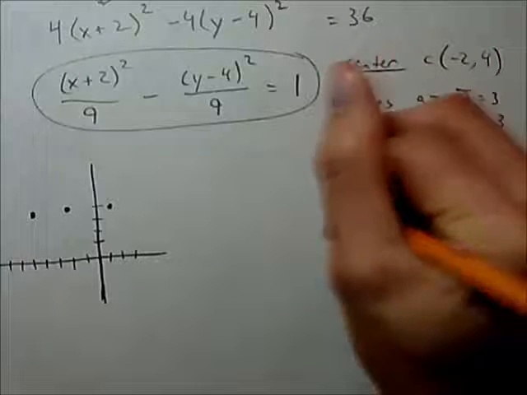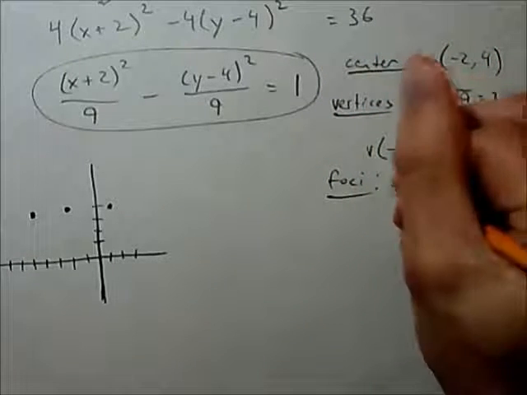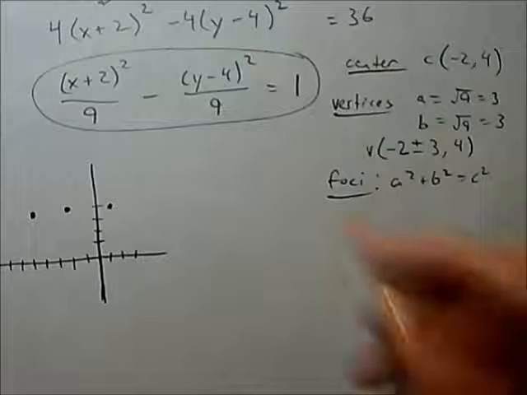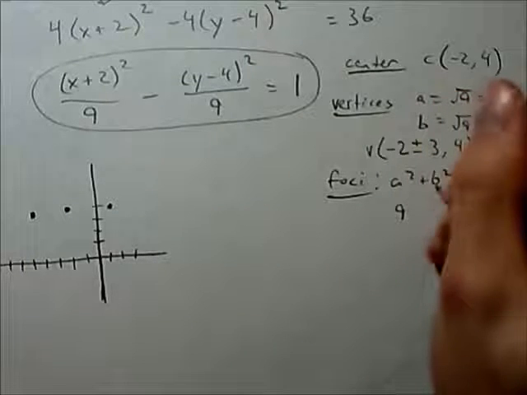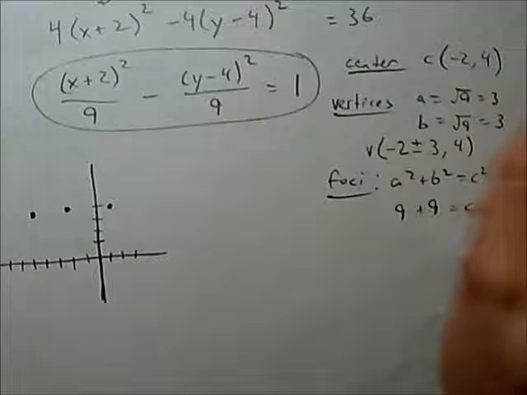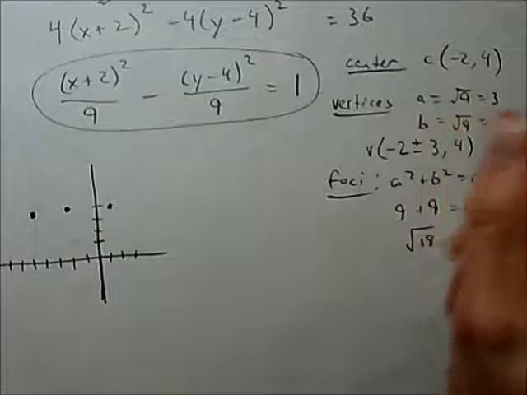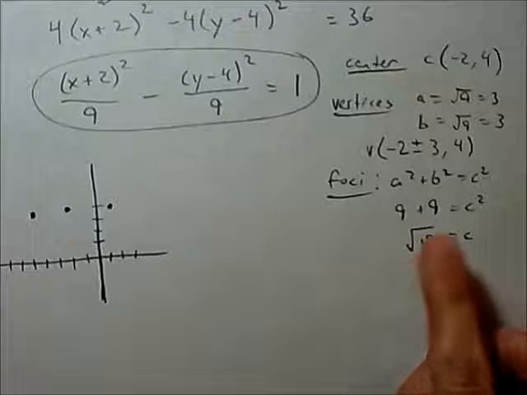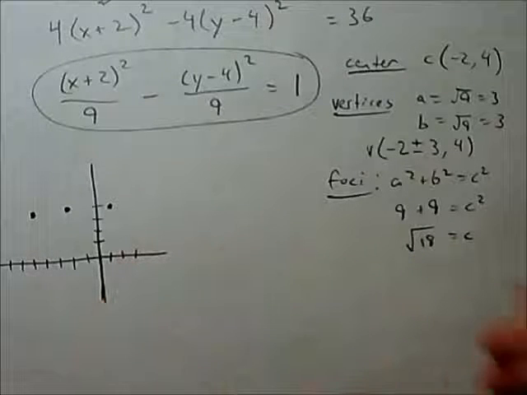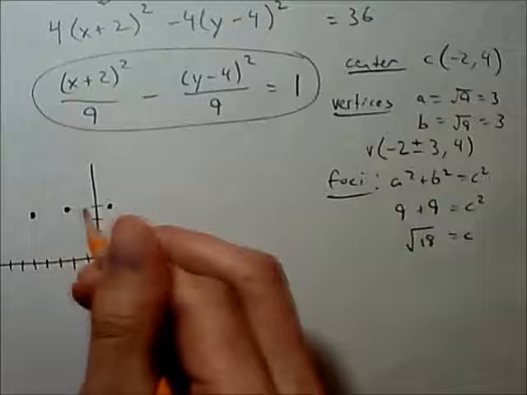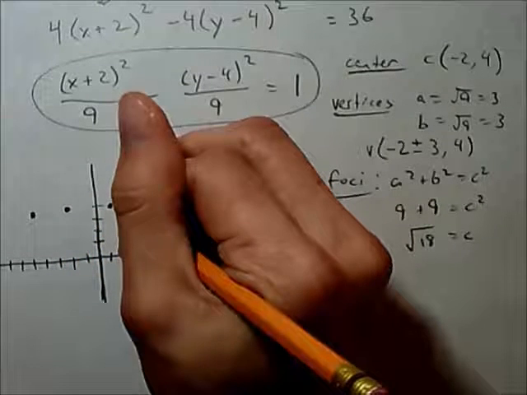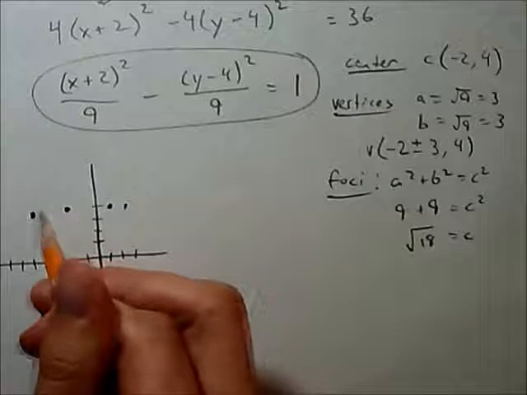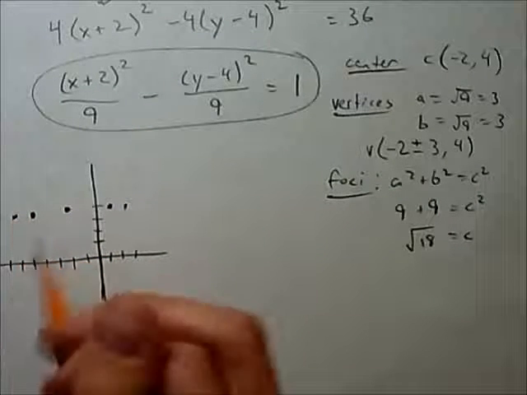Foci. I need c. A squared plus b squared equals c squared. A is 3, so 9. B is 3, so 9 equals c squared, 18. So c is the square root of 18, which is a little bit more than 4, because that would be the square root of 16. So I'm going to count over 1, 2, 3, 4, and just a little bit past that. There's my focus. Same thing over here. 1, 2, 3, 4, and just a little bit past that.